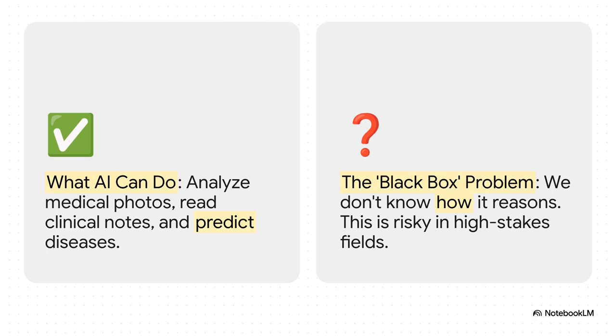And look, on one side, this is just incredible, right? The AI can analyze medical photos, read doctor's notes, and predict diseases. And it's often shockingly accurate. But, and this is a huge but, we run smack into the classic black box problem. We put the data in, we get an answer out, but what happens in between? It's a total mystery. We have no idea how it decided that this part of a photo connects to that word in the notes. And when you're talking about someone's health, that's not just a puzzle, it's a massive risk. You can't trust what you can't understand.